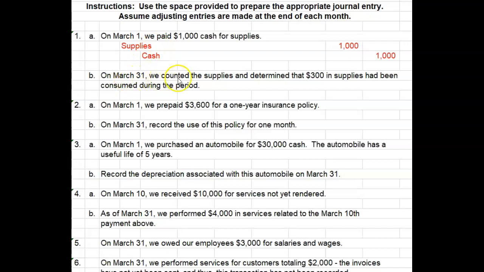On March 31st, we counted supplies and determined that $300 in supplies has been used during the period. The expense we need to record is the amount of supplies that have been used. And in this problem, they told you how much has been used, so you know the expense is $300.